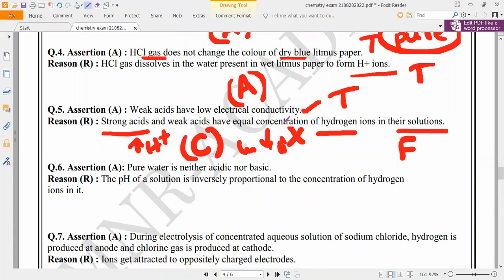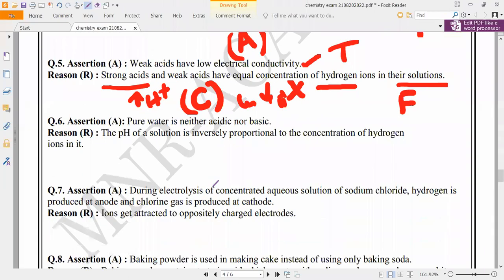What is the correct answer? Option C. Is it yes? Yes, sir.